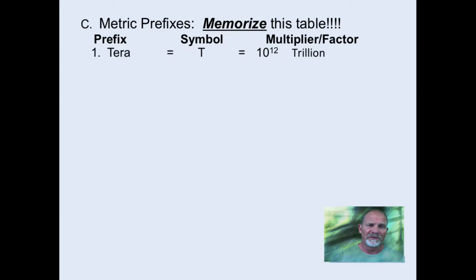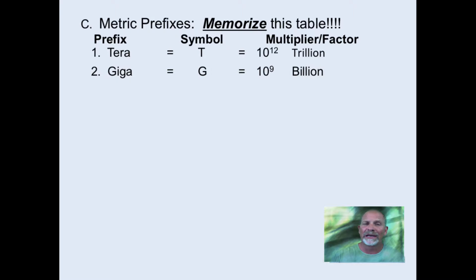But the prefixes are very valuable. You put into memory. So I want you to memorize this. And I have three things here. I have a prefix, for example, tera. The symbol of that prefix, so the symbol for tera is T. And then I want you to understand its multiplier, 10 to the 12. Okay, and that just means a trillion. So you have 1 with 12 zeros after it is a trillion.